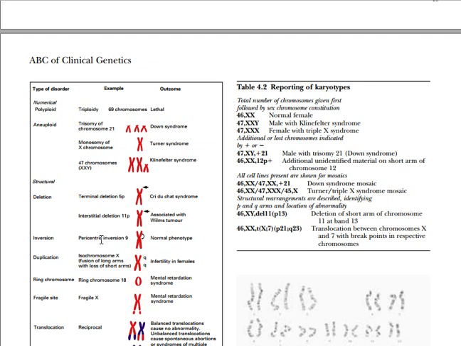So if you have a pericentric inversion, inversion can be divided into pericentric and paracentric. Is it clear? Pericentric inversion means that the inversion is at the level of the centromere. Is it clear? While paracentric, or terminal inversion, is far away from the center.